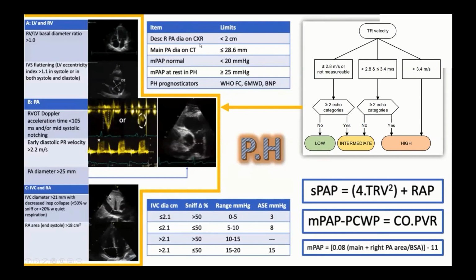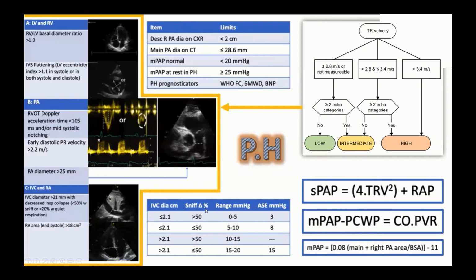The normal limit of the descending right pulmonary artery on a chest X-ray is less than 2 centimeters. For the main PA on a CT, less than 3 centimeters. Normal mean pulmonary artery pressure is less than 20. High is more than 25. Prognosticators are WHO functional status, 6-minute walk, BNP, and this is the table you can use to estimate the right atrial pressure in millimeters of mercury when you're looking at the IVC diameter and change with sniff.